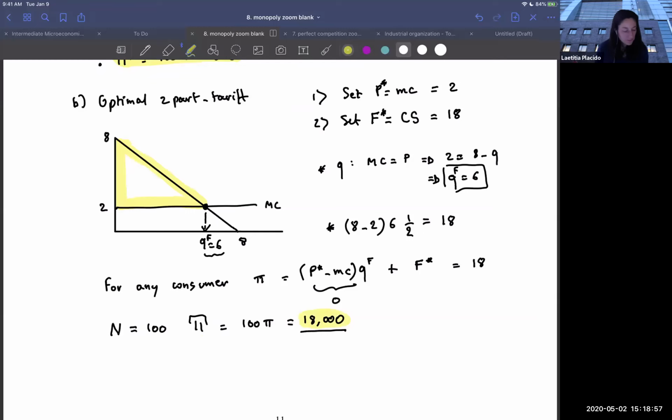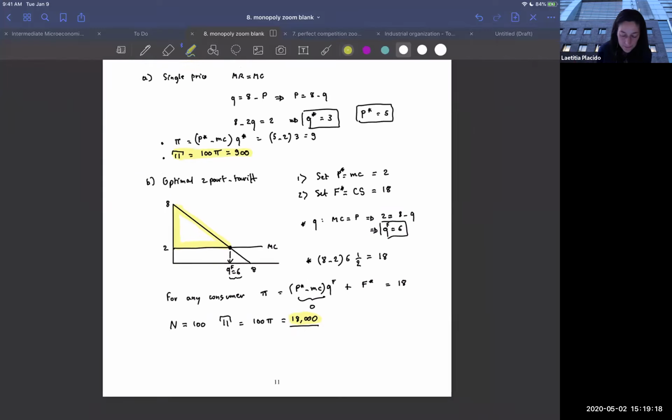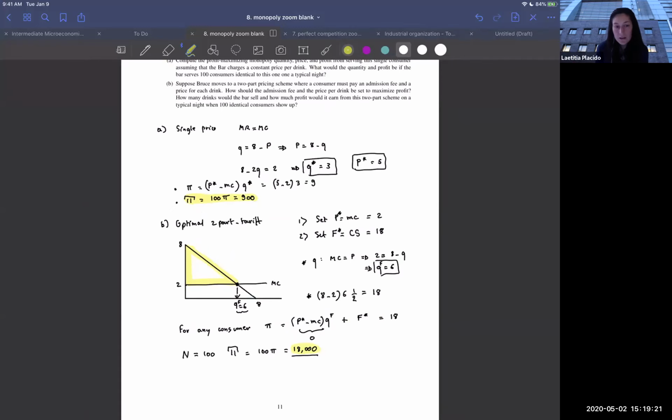Do you have questions on two-part tariffs? Nope. All right. This type of problem is not very difficult, and you're pretty sure you will get one on the exam, so be sure you really understand this.